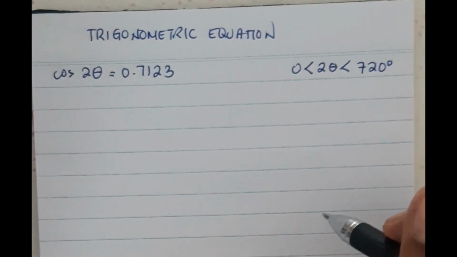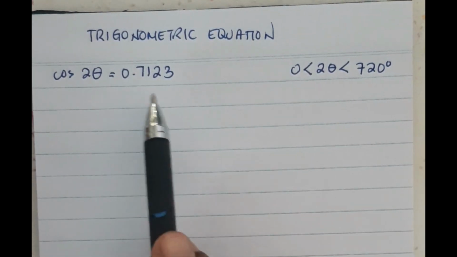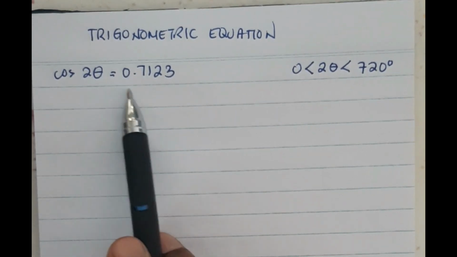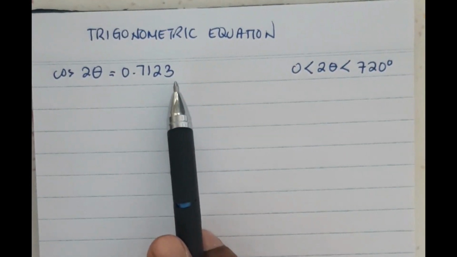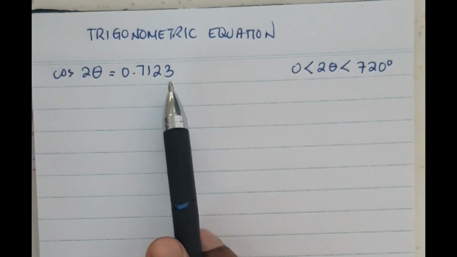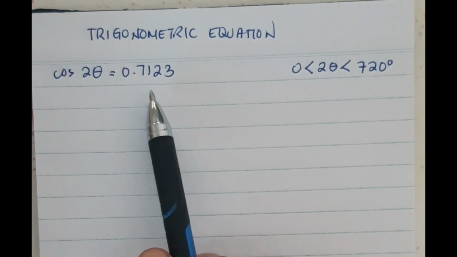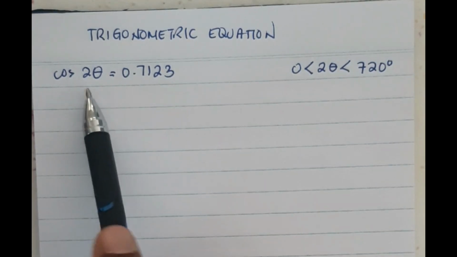Okay, if you are given a trigonometric equation like this, you will have to solve using certain steps. But first of all, before we solve, we will have to look at the equation and see some of the things that we really need to consider before we go ahead and do the solving. The first thing, if you can look at it, is the equation itself.